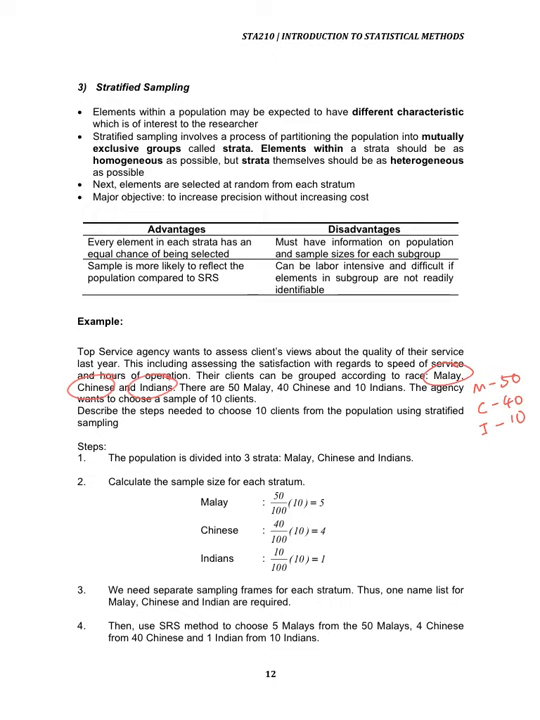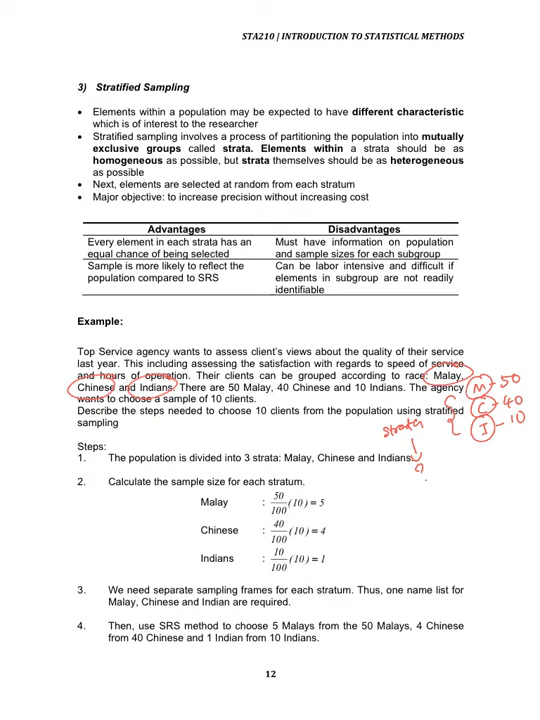By using stratified sampling. So Malay, Chinese and Indian, we call it a strata or group lah. Why do we call it strata? Tengok karakteristik yang pertama tadi, dia kata elements within the population may be expected to have different characteristics. So karakteristik dia kat sini adalah different races lah. So apa yang perlu kita buat? We partition into mutually exclusive groups called strata. So Malay, Chinese and Indian we call mutually exclusive strata or groups.